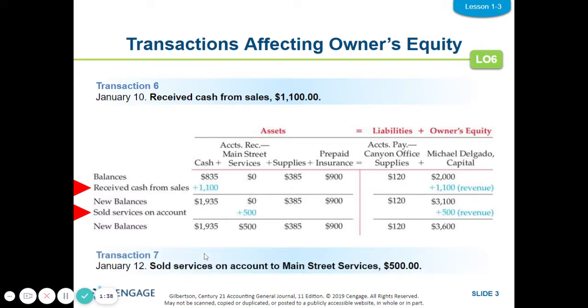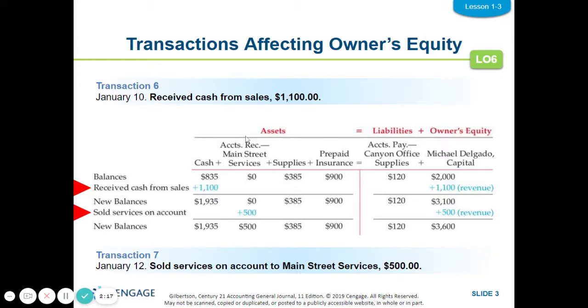The next transaction is sold service on account. So basically the same thing. Sales, sold services, same type of transaction. The difference is this time, Michael Delgado goes out to Main Street Services. He works on their web page and he leaves, and he doesn't walk out with $500 in cash in hand or a check in hand. He sends them a bill a week or so later. So accounts receivable, which is an account you're going to receive cash on, goes up by $500. And the capital account, because again, this is revenue, is also going to increase.